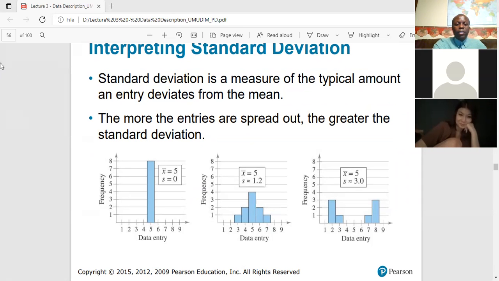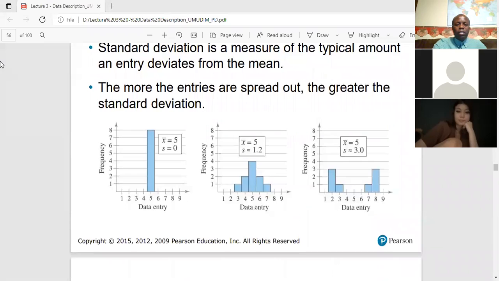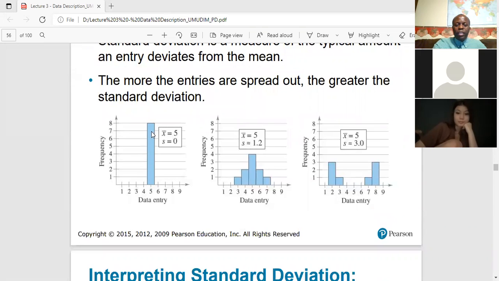Okay. So now, interpreting standard deviation. I explained that standard deviation is how far a data value has strayed from the mean. If you look at these charts here, you can see that this bar at the center represents the mean, the mean of 5. In this case, there's no number that strayed away from the mean. So that's why the standard deviation S is 0. Here, the mean is still 5. You can see the center 5. Some of the data values have moved a little bit away from the mean. So it's approximately 1.2.